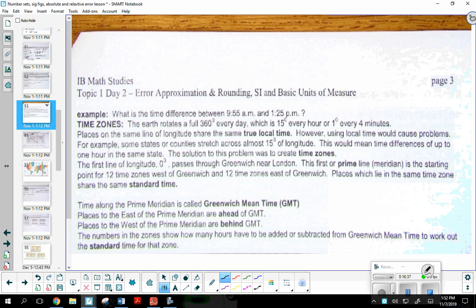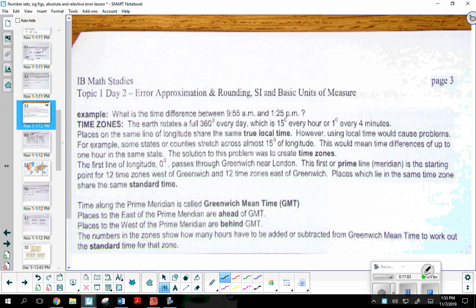For example, some states or counties stretch across almost 15 degrees of longitude. This would mean time differences of up to 1 hour in the same state. So the solution was to create time zones. Now, how many time zones do we have? Well, if we're talking in the U.S., there's 4, but I'm talking worldwide. 24, because there's 24 hours in the 1 day, right?